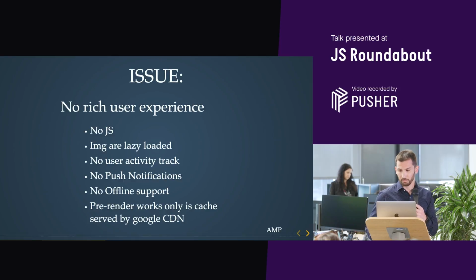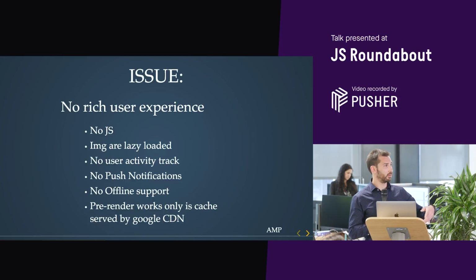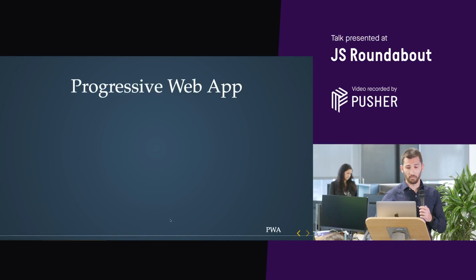You cannot track the activity of the user. You won't have push notifications or offline support. And this one is why they say that Google AMP is evil: the pre-render and other features will be given to you only if you host your AMP application on the Google CDN. If you don't use the Google CDN, these tools won't be given to you. Of course, you can use a different CDN, but if you want to have a pre-render, you have to use the Google one.